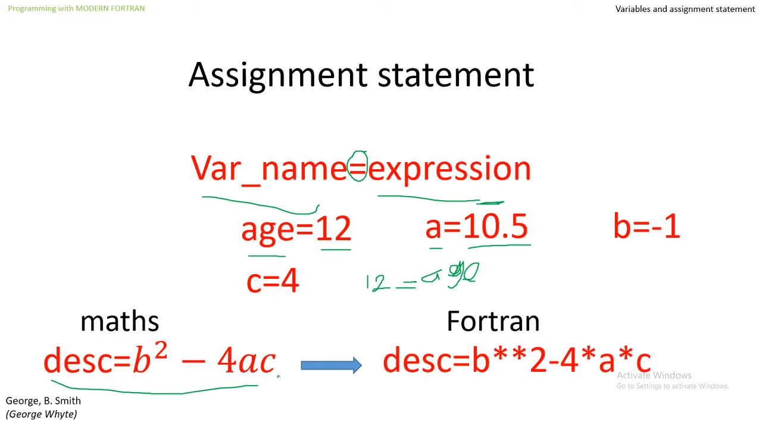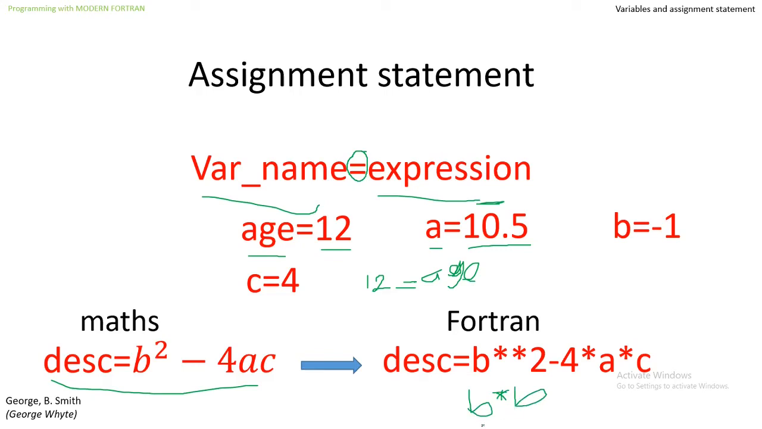You have this equal to b asterisk 2 minus 4 times a times c. So you can see b squared, we are saying it is b asterisk 2, which means b raised to the power of 2 minus 4 times a times c. Now if you don't want to say this is b asterisk 2, you can simply say it is b asterisk b. It is also valid. Both of them are correct.